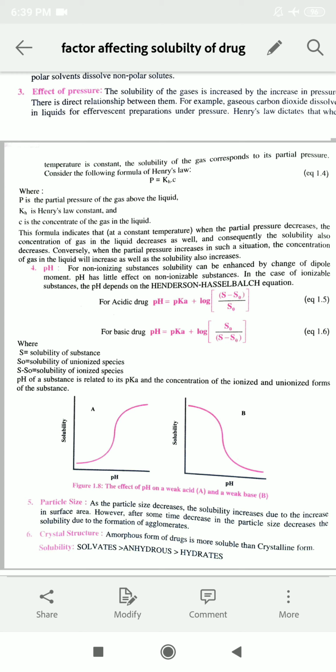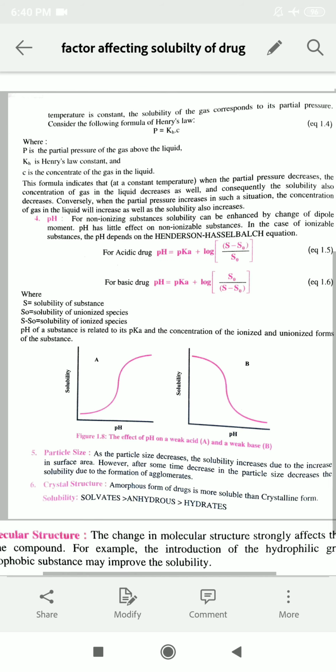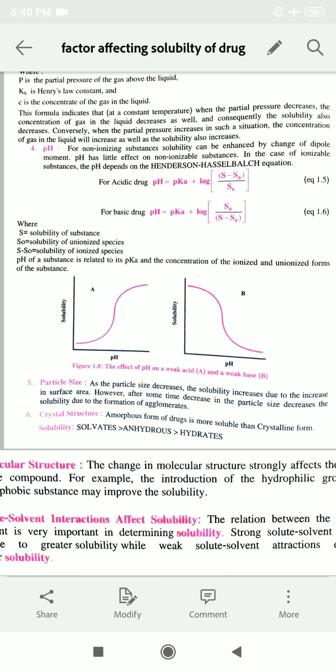Now if the drug is acidic, the equation is pH equals pKa plus log of (S minus S0) divided by S0, where S0 is the solubility of the unionized species and S minus S0 is the solubility of the ionized species. It means when a drug comes in contact with fluid, it gets ionized from the unionized form or unionized from the ionized form. For a basic drug, the equation is pH equals pKa plus log of S0 upon (S minus S0). Now this is the relation between the pH and solubility.